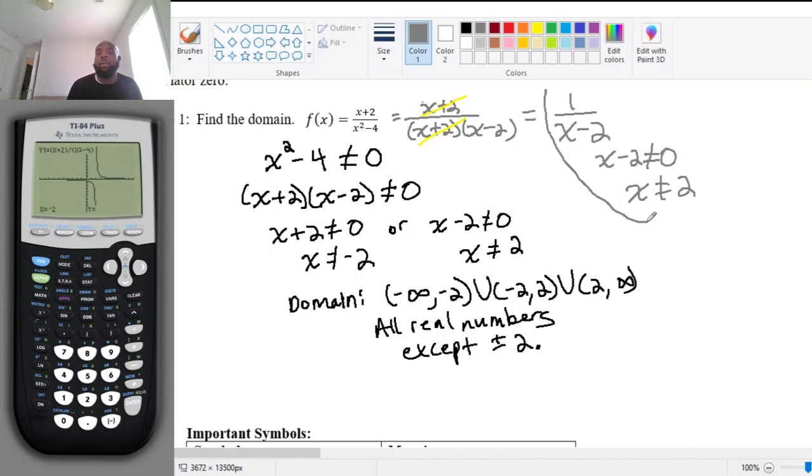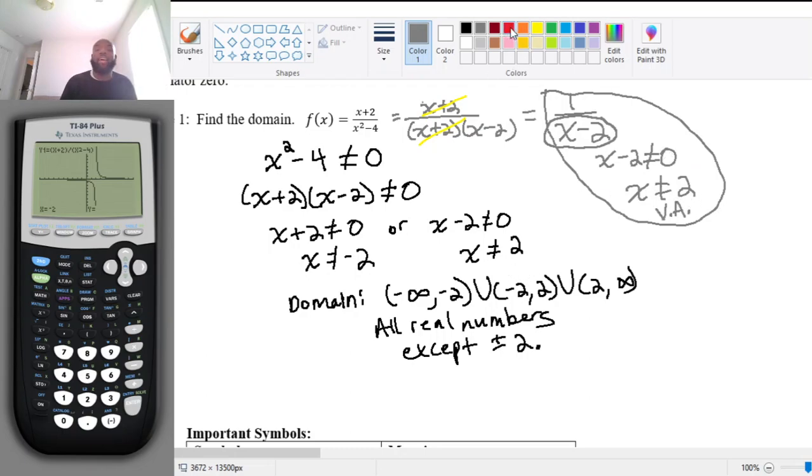So in this process, I factor and cancel my common factors, and whatever is left in my denominator, I set that equal to 0. Those solutions that make that rational expression undefined are going to give you your vertical asymptotes.